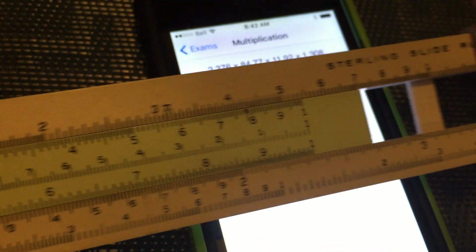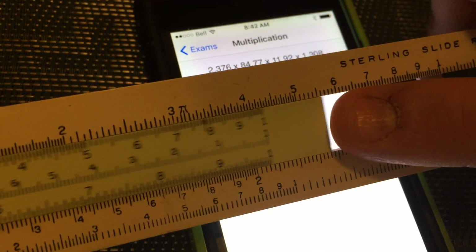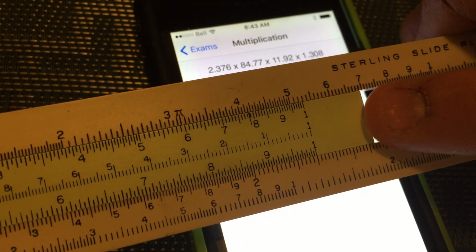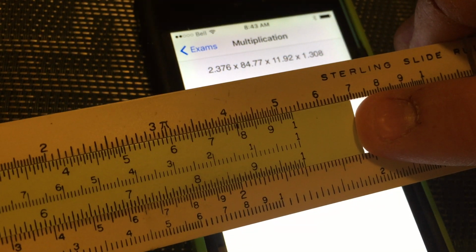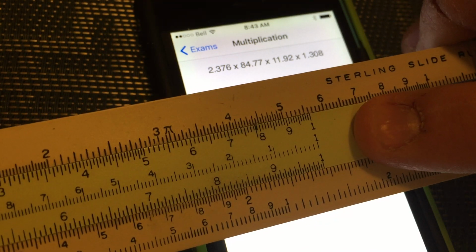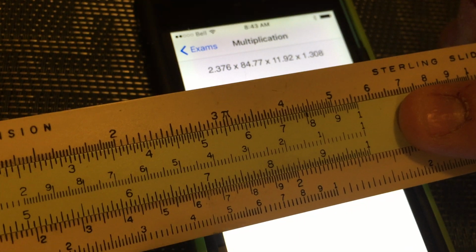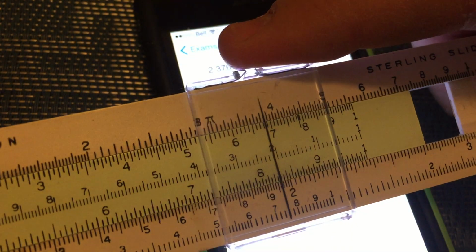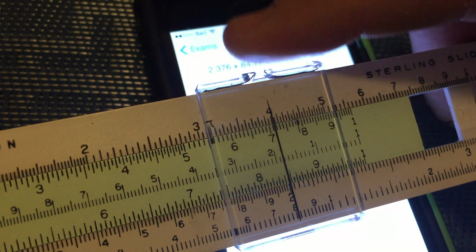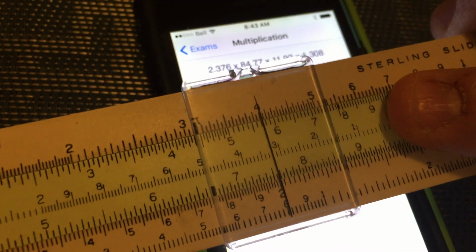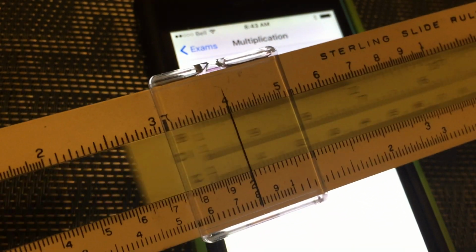So we're going to slide our 1 here to 2.37. So 1, 2, 3. That's 2.3. And then 7 is going to be almost here, right? Multiplied by 8.477. So 8.4 is going to be there. 7, 7 is going to be around there. Now we reset. I'm going to slide this over and put a 1 there.